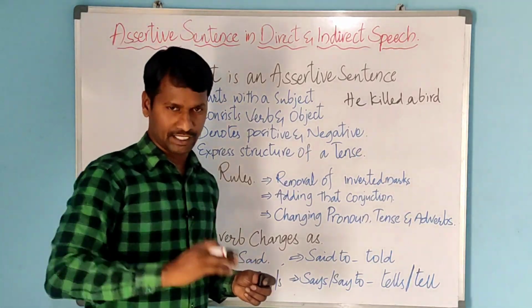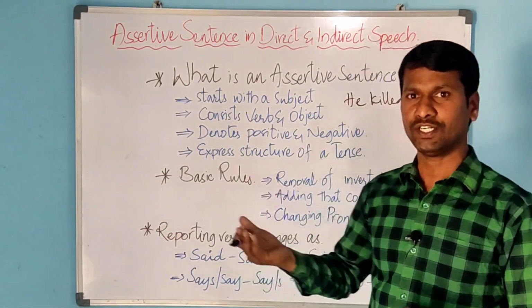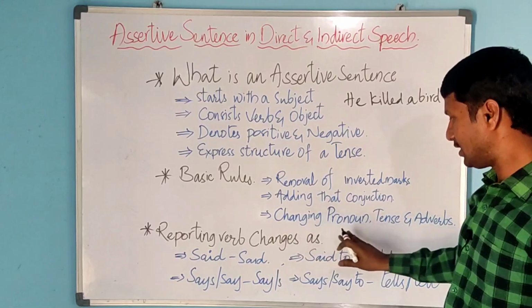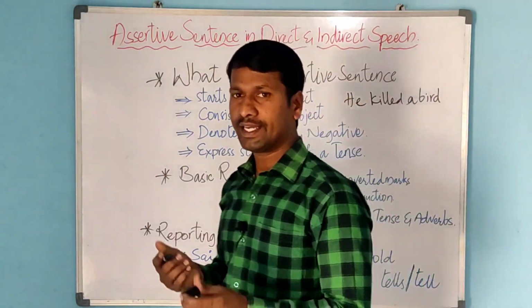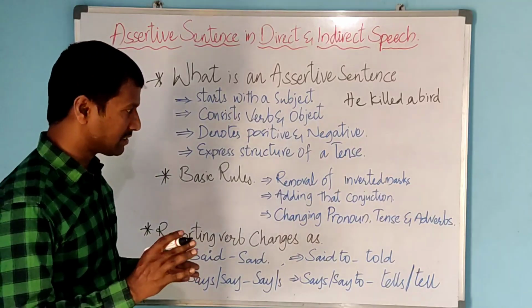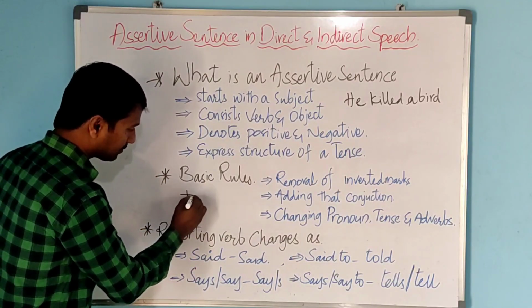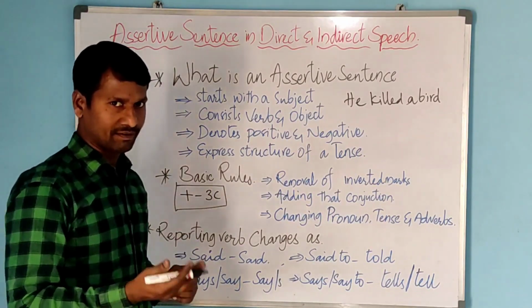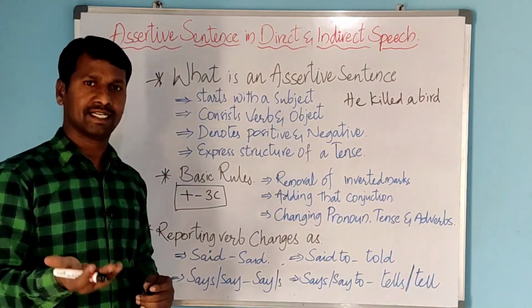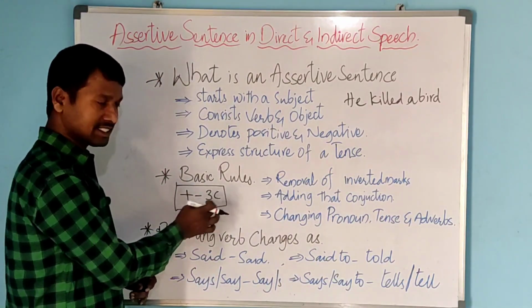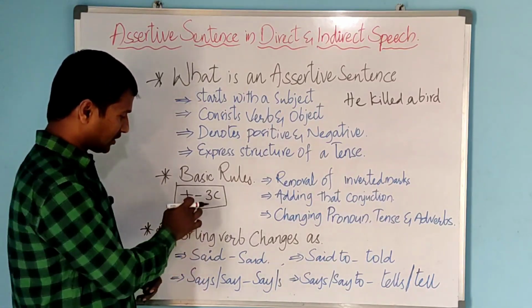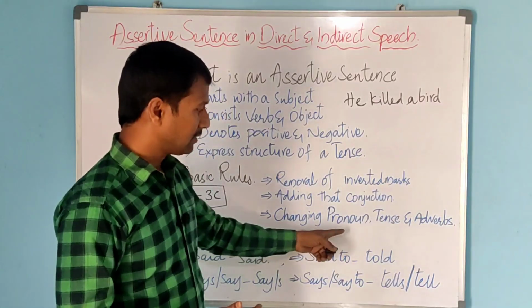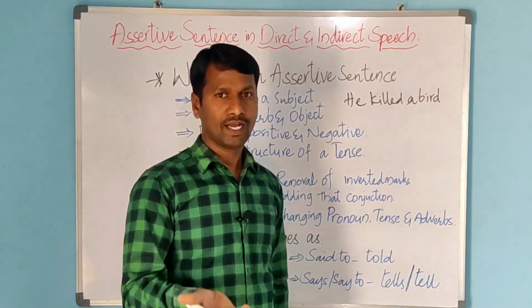You already know what the basic rules are while converting a sentence from direct speech into indirect speech, like removal of the inverted marks, adding that conjunction, changing pronoun, tense and adverbs. You can remember these 5 set of rules as a code: plus minus 3c. You can remember these 5 basic rules whatever we have to follow while converting a sentence from direct speech into indirect speech, like plus minus 3c. Plus stands for adding that conjunction, minus stands for removal of the inverted marks, 3c stands for 3 changes: changing of pronouns, changing of tense, changing of adverbs.